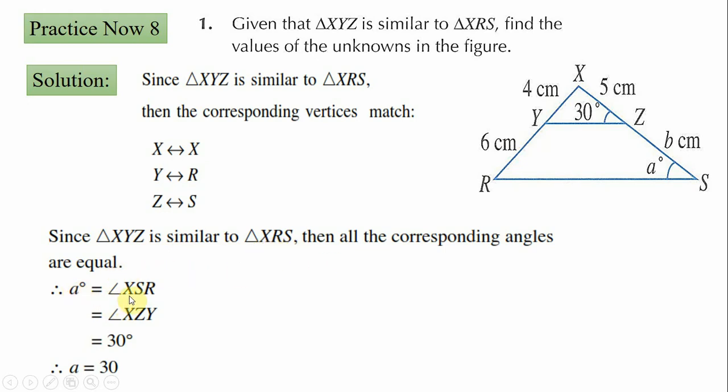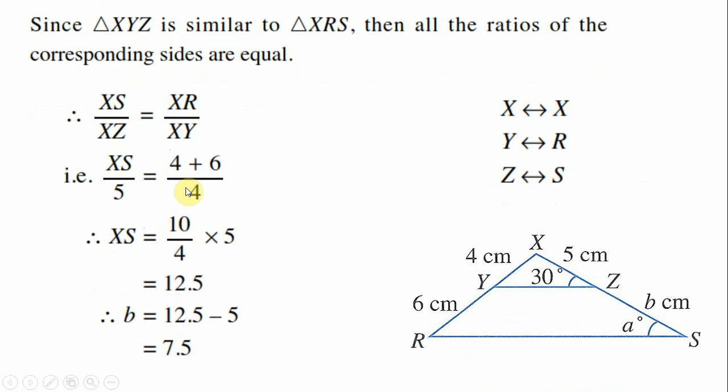Angle A is angle XSR. X corresponds to X, S corresponds to Z, R corresponds to Y. So angle XZY is equal to 30 degrees, so A is also 30 degrees. Now we are going to find the unknown sides.